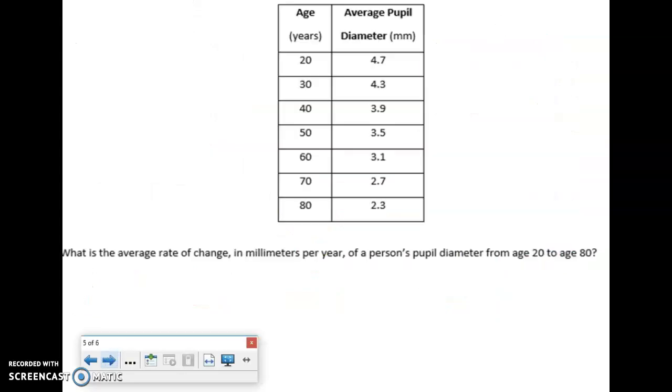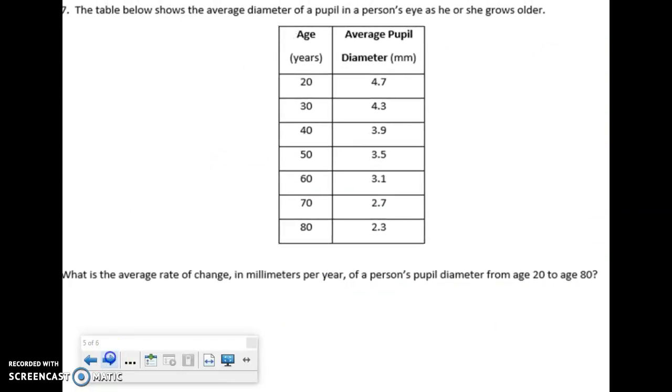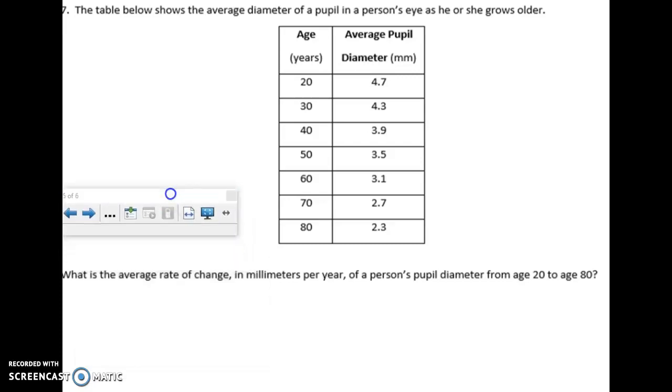All right, now let's go ahead and find the average rate of change in a real-life formula. I can tell you just by looking at this, this is a former Regents question. So you know that this is on the Regents, and that's pretty much one of the important parts of why we're learning this. We want to find the average rate of change in millimeters per year of a person's pupil diameter from age 20 to 80. If we look at this table, we can see that the size of your pupil is decreasing, which I didn't know. That's an interesting fact.